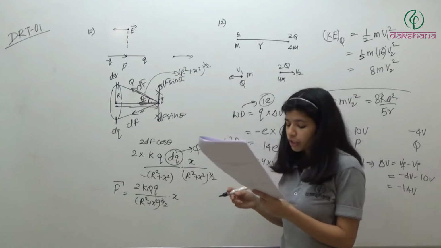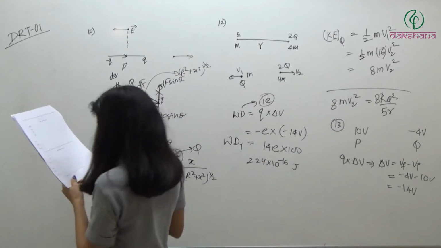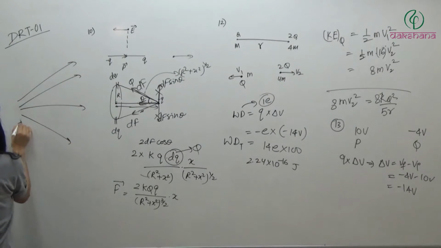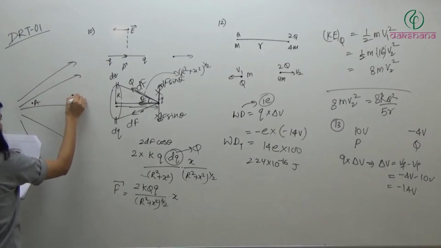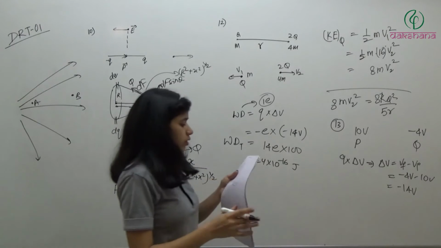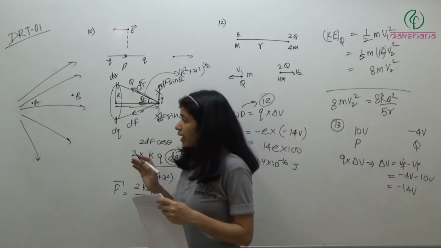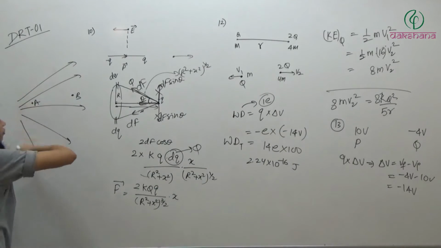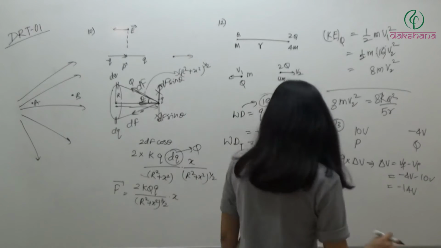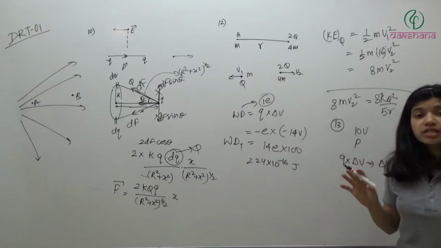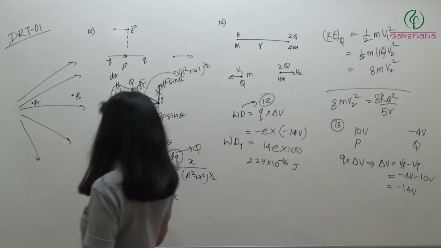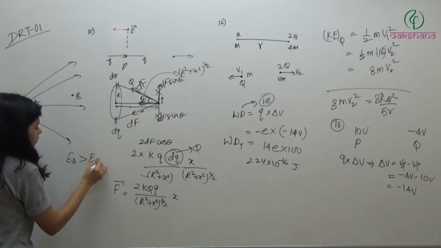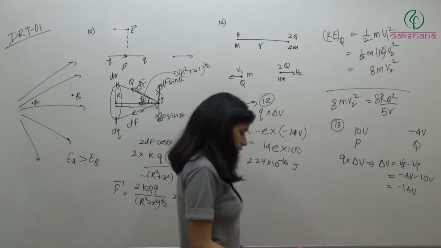Question number 14. For the situation shown in the given figure, choose the correct alternatives. So we have electric field lines, something like this. This is point A and this is point B. So we have to tell the relation between electric field at A and B and potential difference at A and B. So from here you can see if we have denser electric field lines, it means at that point electric field is more. So electric field, here density is more, here density is less. So EA is definitely greater than EB because density is here higher.